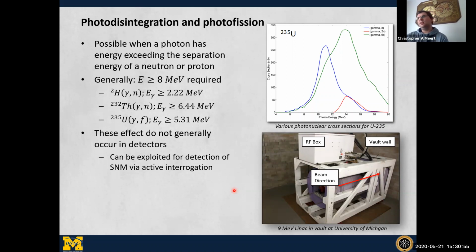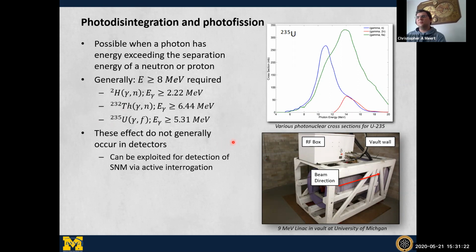I've included a few exceptions or materials of interest for this very quantity. For example, hydrogen-2, deuterium, you can separate a neutron if you have photon energy greater than 2.22 MeV. Thorium-232, you have a much higher 6.44 MeV, and even photofission of uranium-235 with a 5.31 MeV photon.